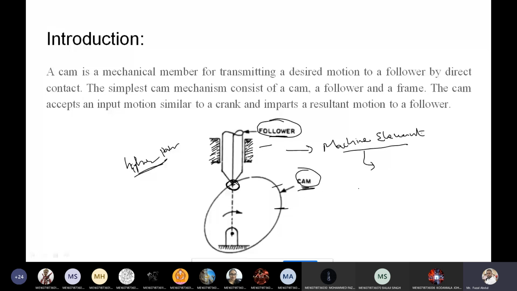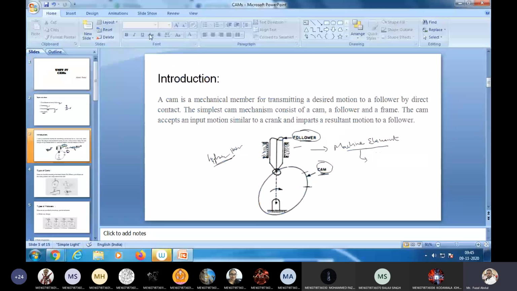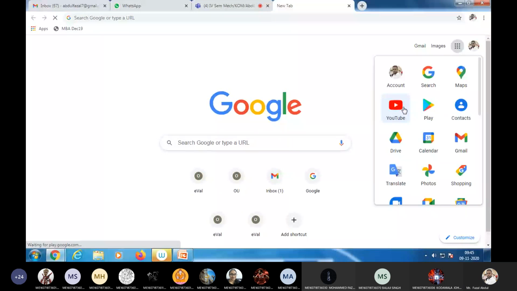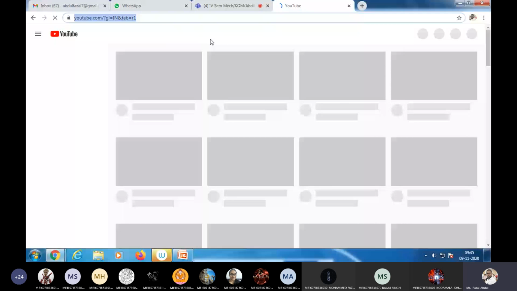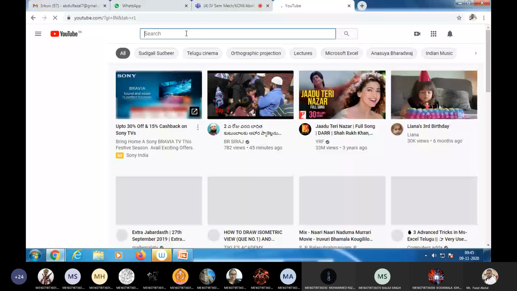See, I will show one video, how it accepts the input motion from the engine. I will show that one.